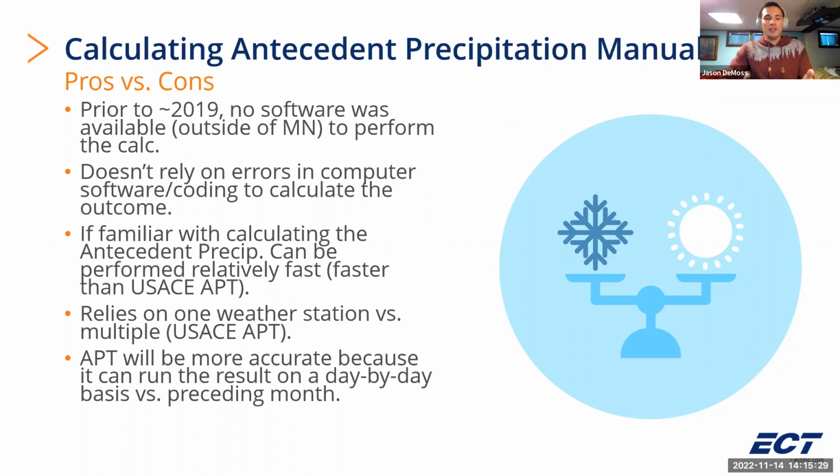And again, in doing this method, it's more based off of a month by month, whereas the Antecedent Precipitation Tool from the Army Corps will be run on a day-by-day basis. So I'll show you later on in this presentation that this calculation ends up being different because I was only able to do it based off of the months prior to April, whereas the Antecedent Precipitation Tool could do it based off of specifically April 8th and April 9th, which is when I was at this specific site.